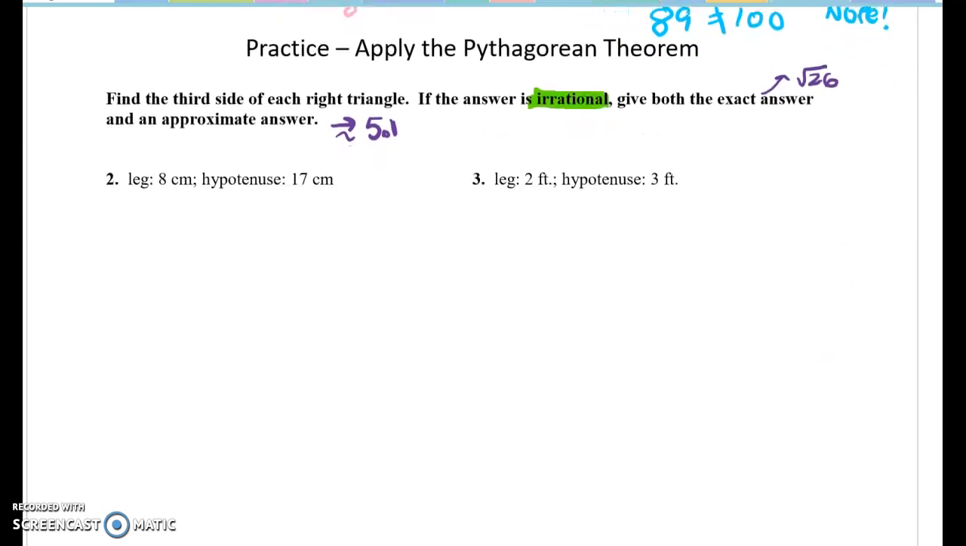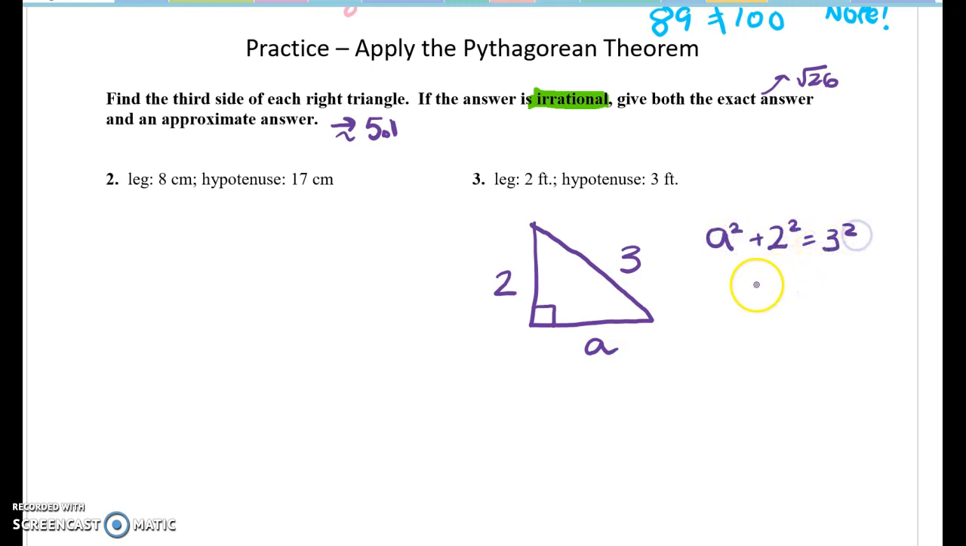If you're still watching this video, let me show you one more just to show you how this works. I always recommend drawing a triangle. This one has a leg that's 2 feet, and this one has a hypotenuse that's 3 feet, and this is A. And A squared plus 2 squared equals 3 squared. And just like we simplified before, we're going to get numbers on either side. We're going to subtract to isolate A squared.